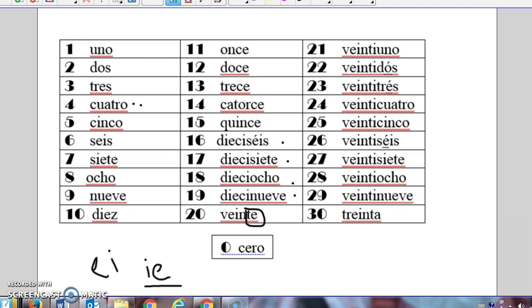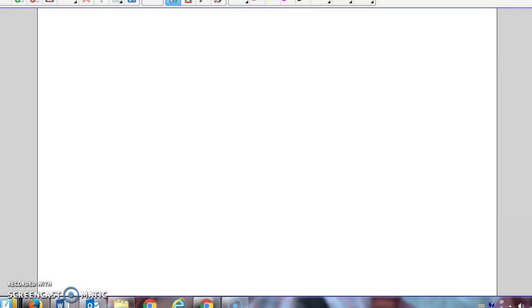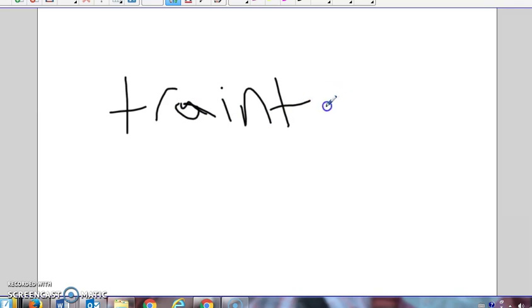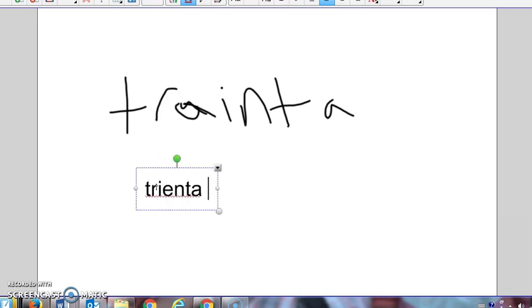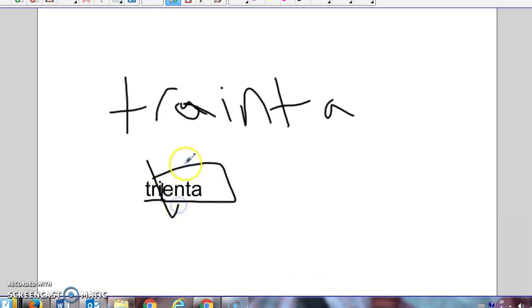Last number, 30. Treinta. Let's try to avoid the English spelling. It's not spelled train. That's an A. I'm writing with a mouse. It's not spelled treinta the wrong way. We are in Spanish class. We're going to pronounce this correctly. First, if you would spell it like this, remember what I said about the IE. That would make the wrong sound, and that's 100% wrong. It's treinta.